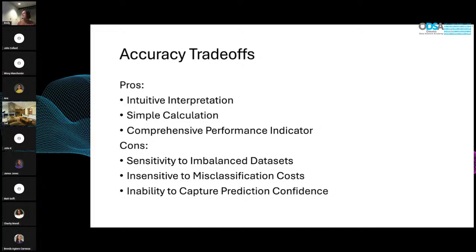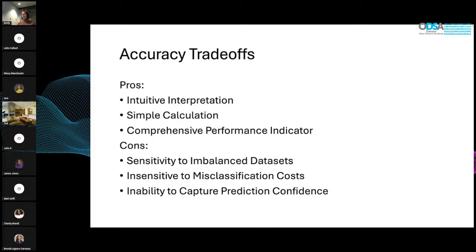There are intensive misclassification costs. So if you get something wrong, it has a really strong penalty for that because of that denominator. And compared to some other metrics, it's unable to capture the prediction confidence. It just says, how well did we do? It's not necessarily considering the probabilities underneath the hood. It's not looking at the predicted probability for all of our predictions.